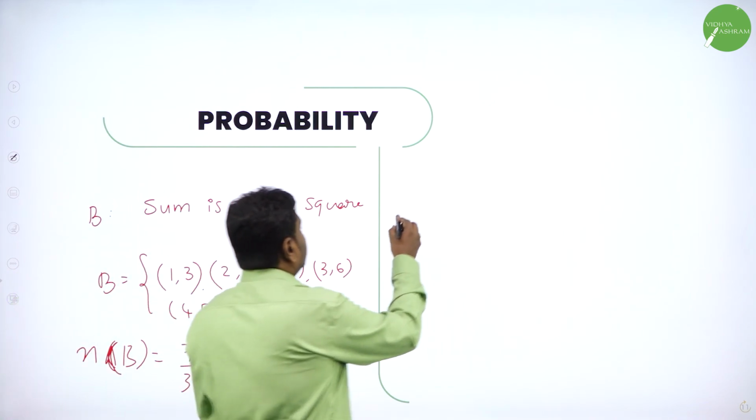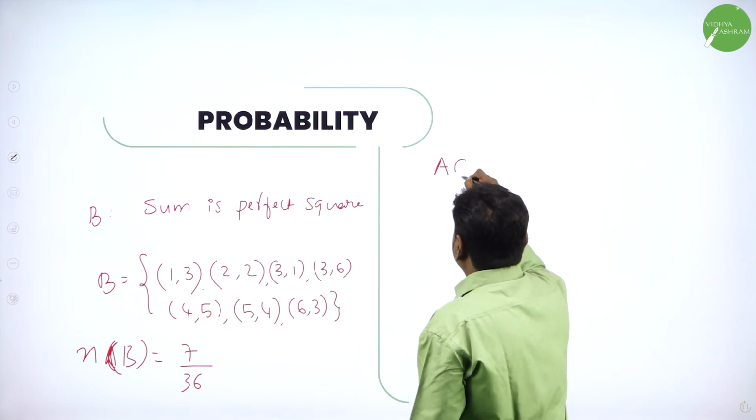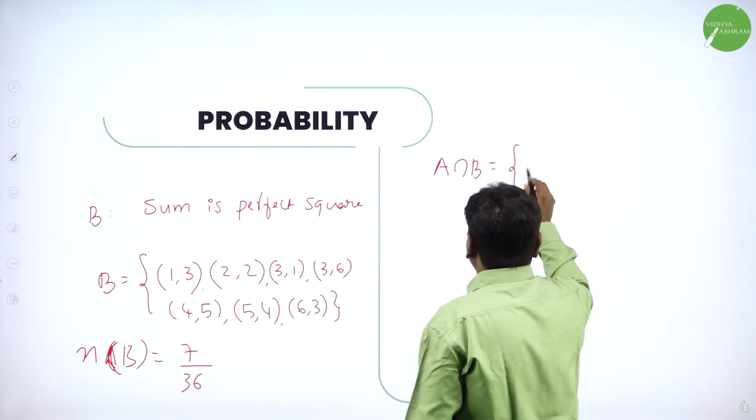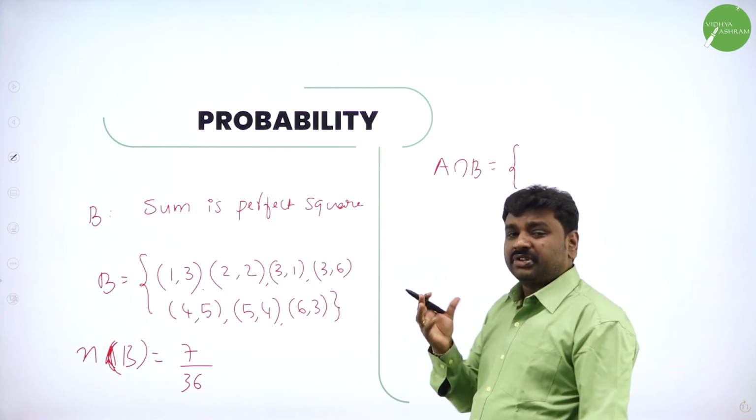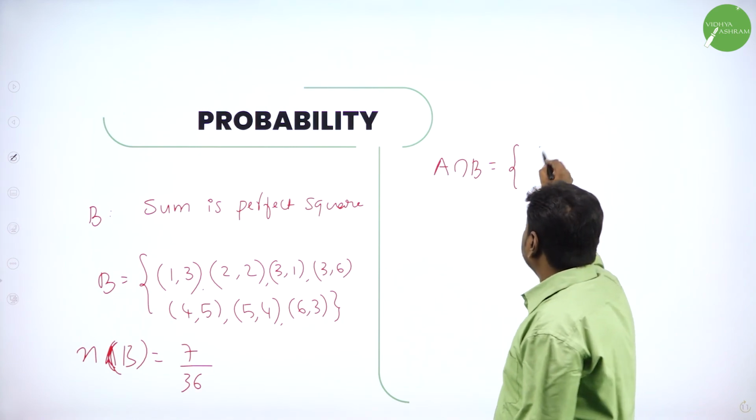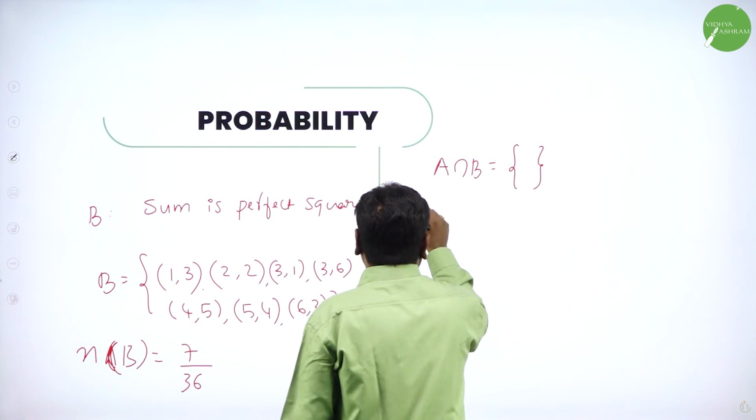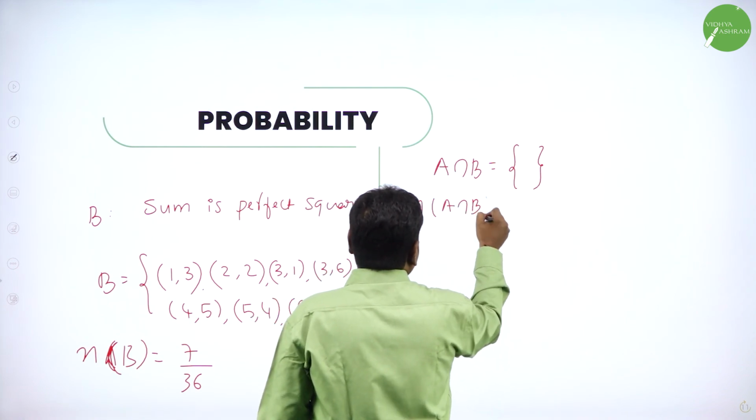3 plus 6 is 9. And 3 plus 1 is 4. 2 perfect squares are possible. A intersection B means what? It should be a perfect square also, and its sum should be a prime number also. If the sum is a perfect square, it cannot be a prime number. It is a null set. So n of A intersection B is 0.